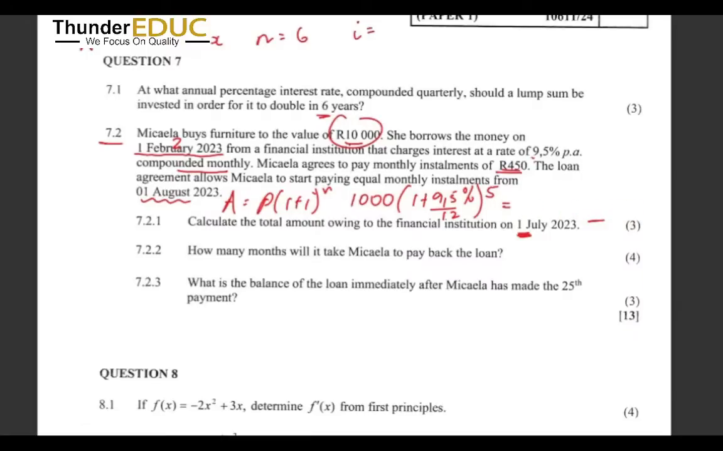All right, so simplifying this, it's a 10,000, not 1,000. Thank you. So that's going to be 10,402.15. I'll keep it to 2 decimals. So that is 7.2.1. Then how many months will it take this lady to pay back the loan?